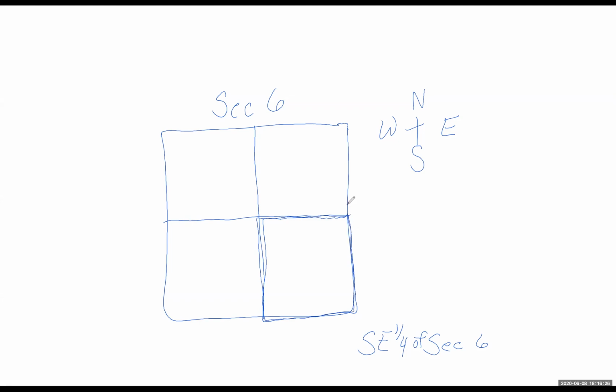Now, there are 2 ways to do this, but the question I'm going to ask you is how many acres are in the southeast 1/4 of section 6? Who knows? 40. 160. Anybody else? 160. All right. So remember, this whole section is how many acres?